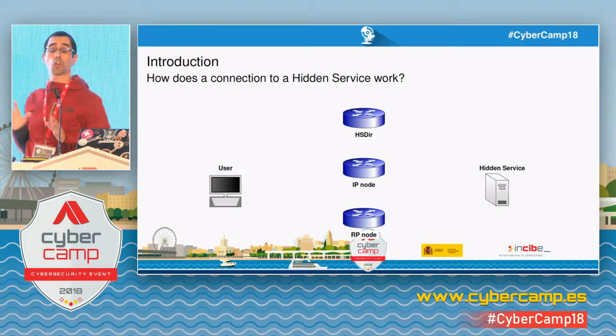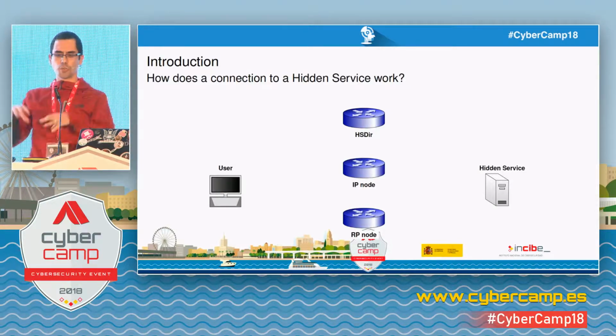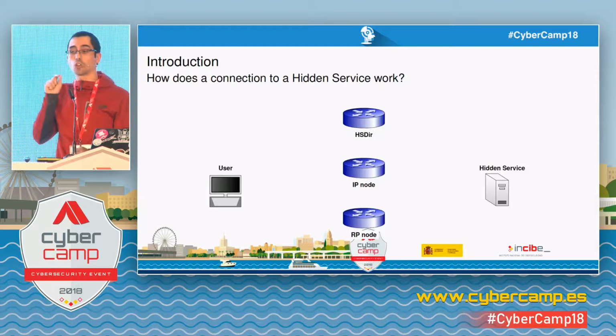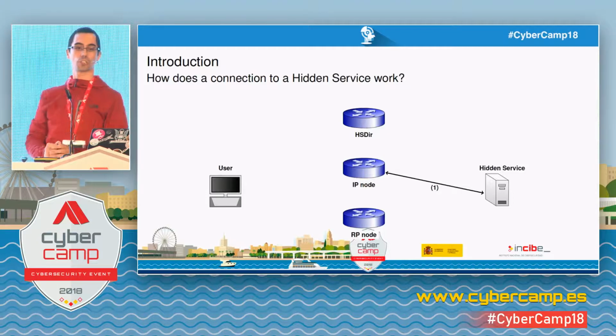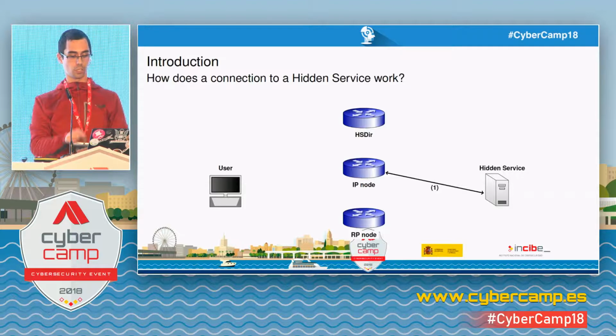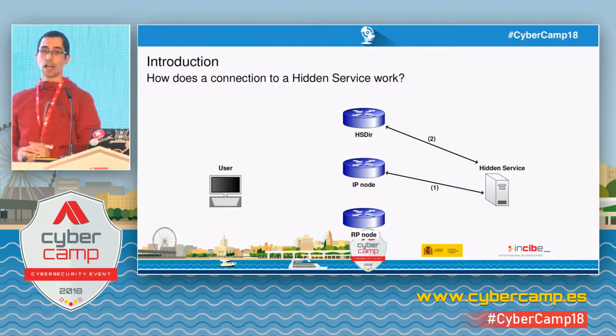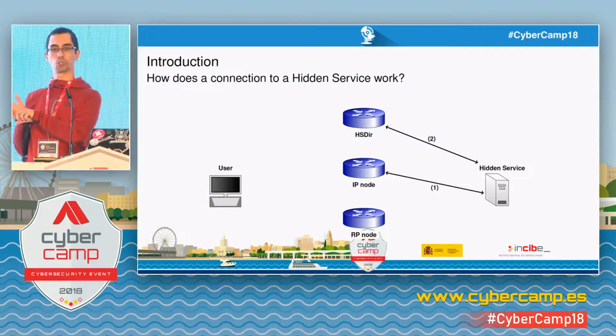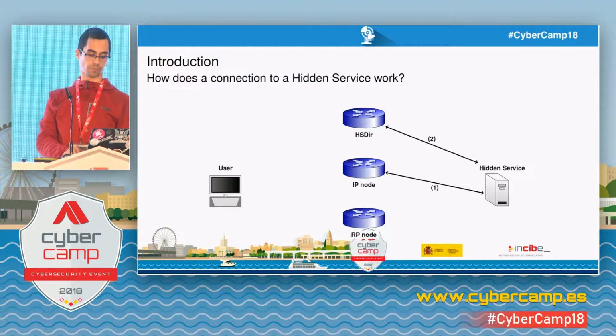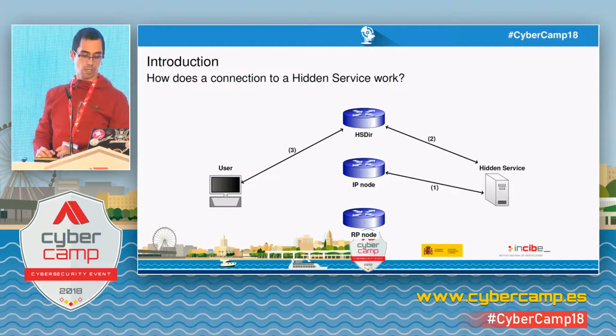Well, how does a connection to a hidden service work? Well, the hidden service chooses a number of random nodes in the network, and we'll name them IP nodes. And it's the first step. Okay, you've been chosen. You will be my IP node. Once IP nodes have been collected, they will be sent out to this directory of hidden services. Go and say, look, this is me. I am this hidden service. If someone asks you about me, these are my IP nodes. So far, so good.